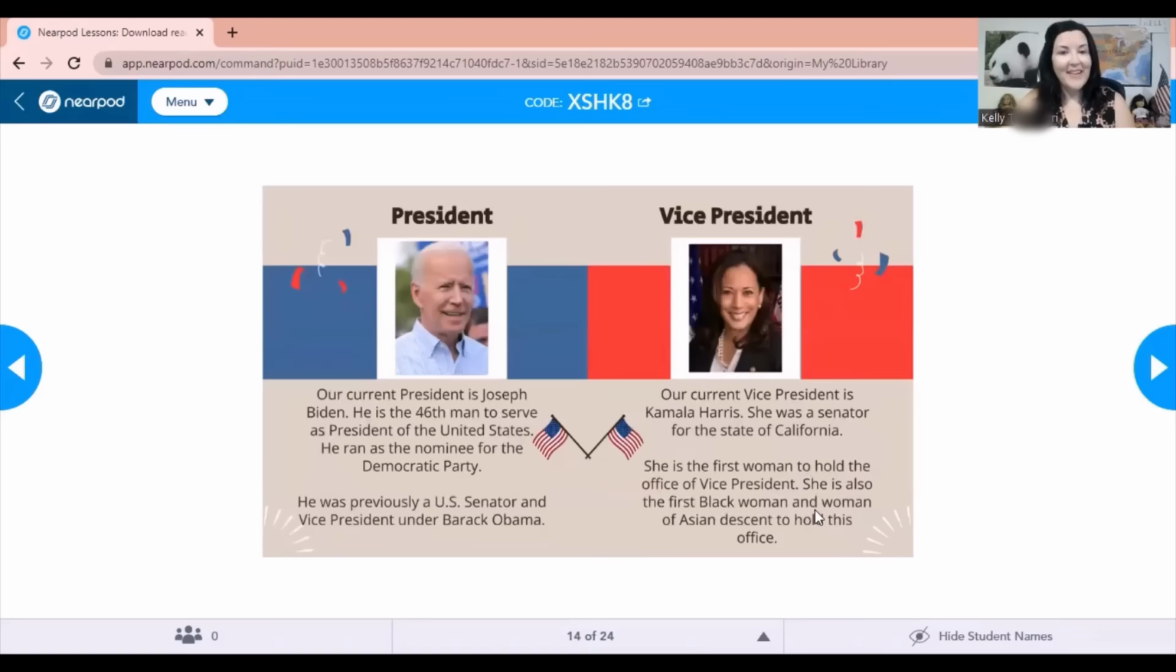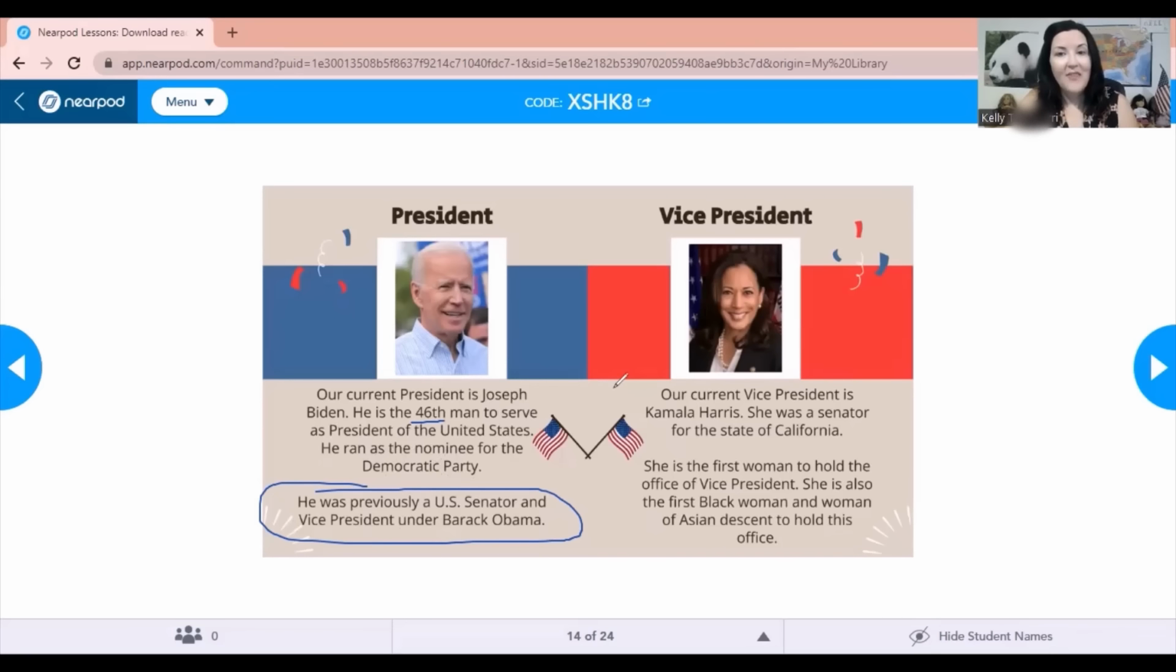Our president right now is Joseph Biden. He is the 46th man to serve as president of the United States. He ran as the nominee for the Democratic Party. He was previously a U.S. Senator and Vice President under Barack Obama.